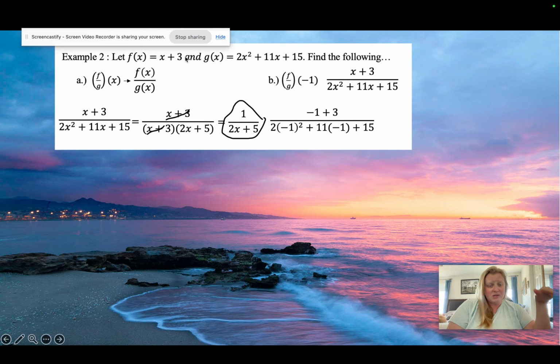You could also just get f of -1 and then get g of -1 and then just divide them. But I think it's just easier to set it up as a giant fraction and then plug in for x. So when you condense all that, you get 2 over 6, which is then 1/3.